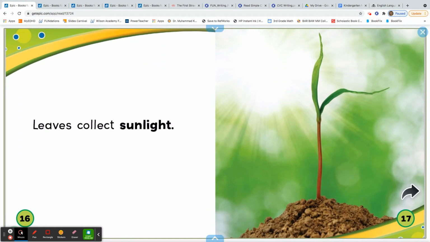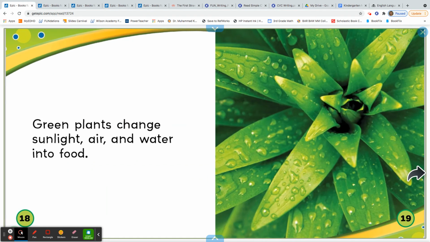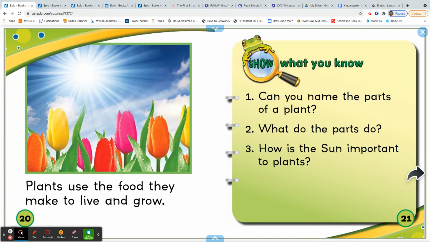Leaves collect sunlight. Get all that sun streaming in. Green plants change sunlight, air, and water into food. Did you know that? That a plant can make its own food just by using the sunlight, the air, and the water? So much information. This is definitely an informative book. Plants use the food they make to live and grow.